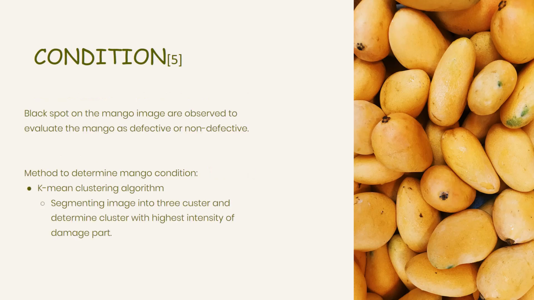And as for the condition criteria, the method we use will be the K-means clustering algorithm, which is the way to segment image into 3 clusters and determine the cluster with highest intensity of the black spot, which is the damaged part.